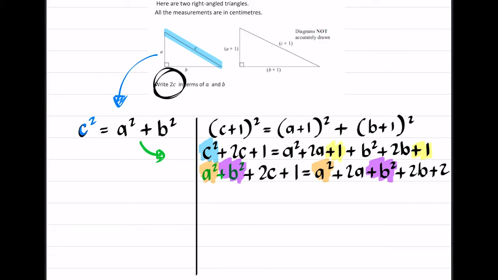So then I have the 2c left equal to, what's left on the right hand side? 2a plus 2b plus, then this 2 stays on the right hand side, but this positive 1 when it goes across becomes negative 1, and 2 minus 1 is 1. So therefore 2c in terms of a and b is 2a plus 2b plus 1. Remember, if you say in terms of a and b, it means that a and b must be in your answer.